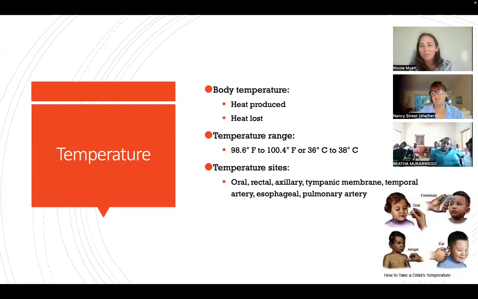How am I doing with talking? Am I fast or a good pace?